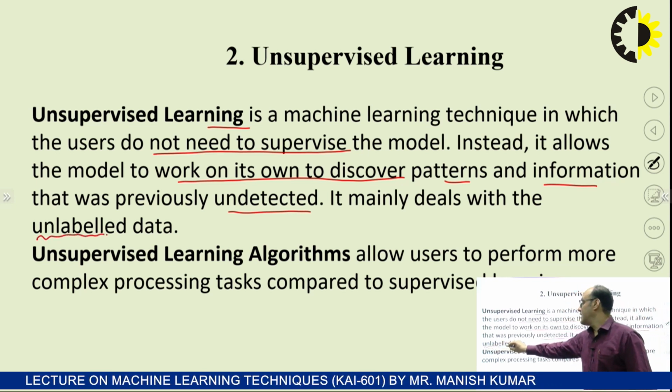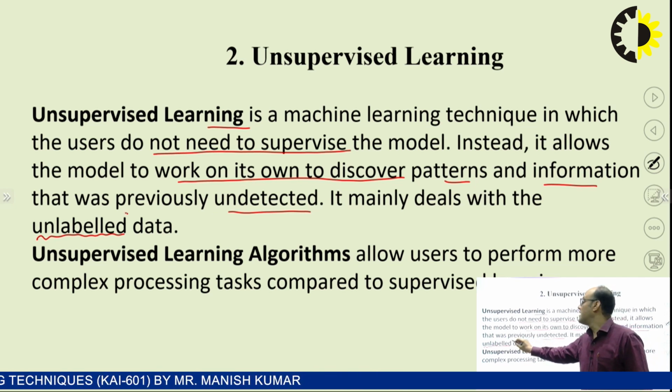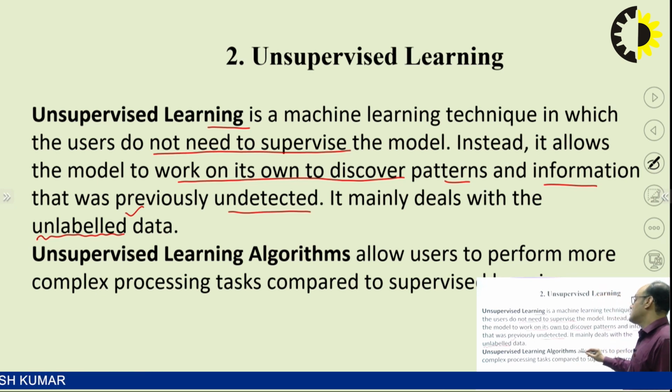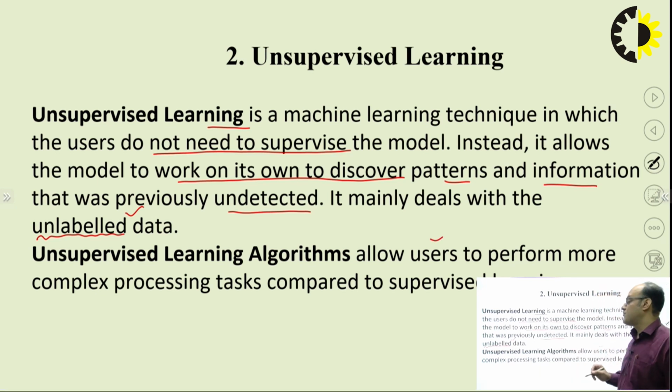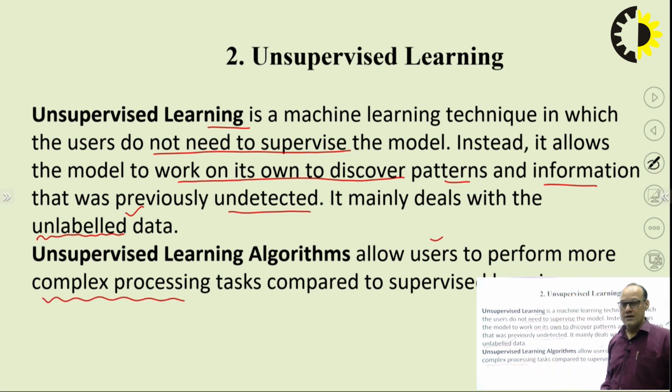In supervised learning, the data is labeled, and in unsupervised learning, we are dealing with unlabeled data, right? So unsupervised learning algorithms allow us to perform more complex processing, right? Because the output is not known and the data is unordered, it means the problem becomes more complex here, right?